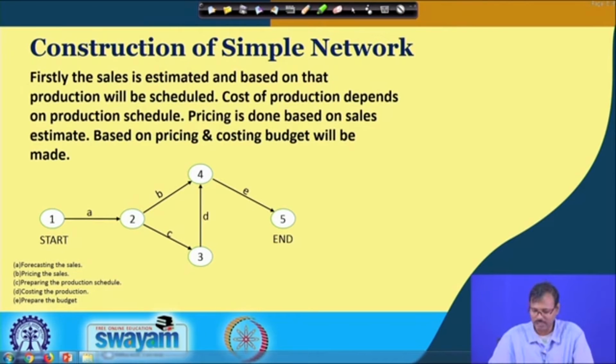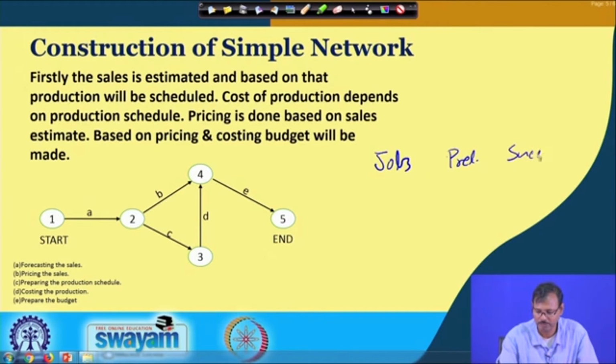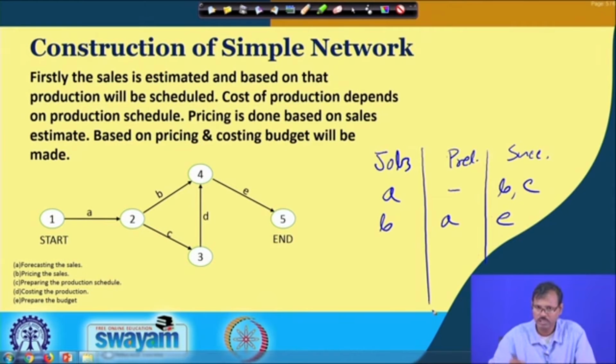So, based on this we can easily write a table where we can write the jobs, predecessors, successors. The starting job is A, which does not have any predecessors, and the succeeding jobs are B and C. Similarly, job B has predecessor A and successor E. Similarly, job C has predecessor A and successor D, and job D has predecessor C and successor E, and finally, job E has predecessors B and D and no successors, because that is the ending process.